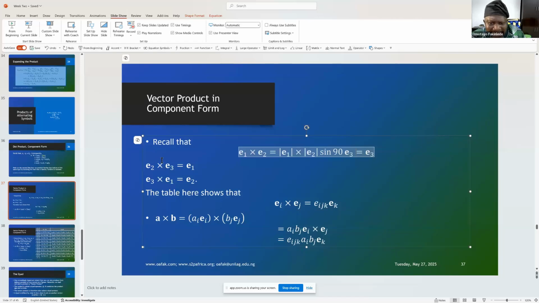So you can see it is in a similar way that E2 cross E3 will be E1, and E3 cross E1. All you need to do is to ask yourself, what is the magnitude of E2? What's the magnitude of E3? And what is the direction perpendicular to both of them? What is the magnitude of E3? What's the magnitude of E1? And what is the direction perpendicular to both of them?